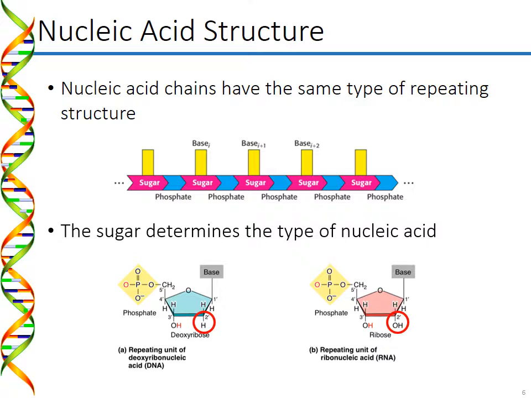But here you see that in deoxyribose we have only a hydrogen group, whereas in ribose we have an OH, a hydroxyl group. The difference between these is that the oxygen is missing in deoxyribose, hence the name deoxyribose.